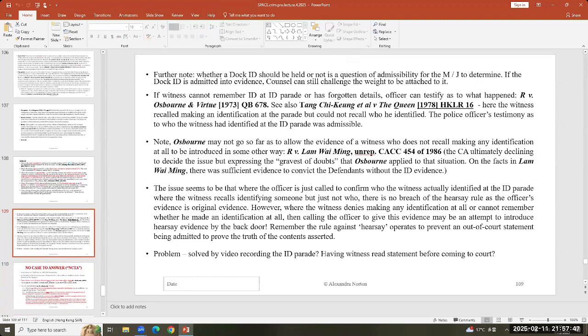But in practice, before any witness testifies in court, it's good practice as counsel to tell them to refresh their memory by reading through the contents of their witness statement before they testify. So that would avoid them forgetting the details, right? Because any witness who gives a statement to the police gets a copy of it, right? So they should always read that through before they testify in court.